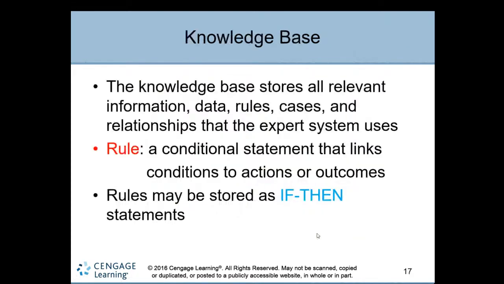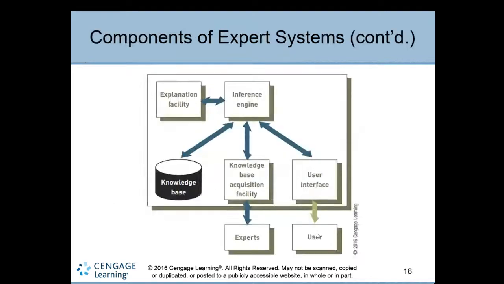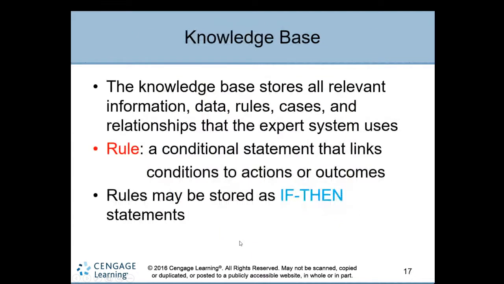Let's see one by one here. So what is a knowledge base? A knowledge base is nothing but a database, which stores all relevant information, data, rules, cases, different cases, and relationships that the expert system is using. So the knowledge base consists of all the information, cases, rules, and conditions of the organization that can be used by the expert systems.